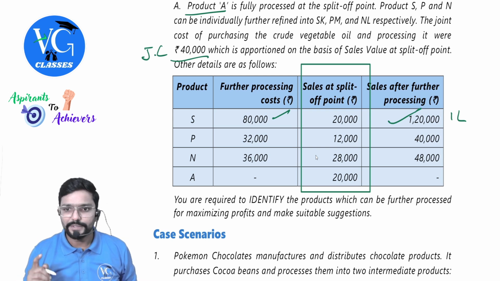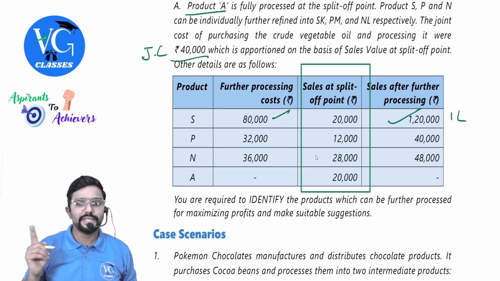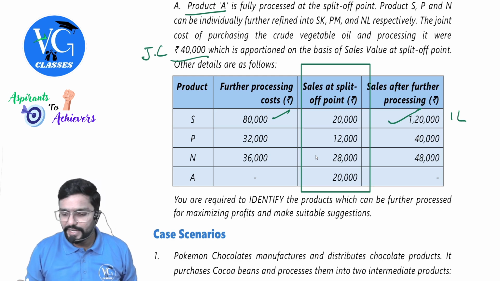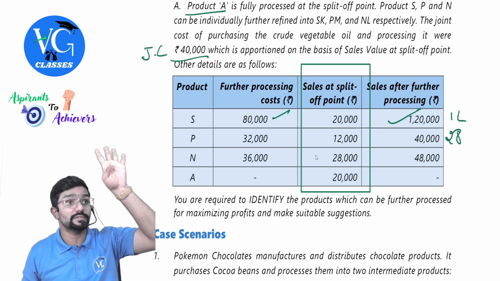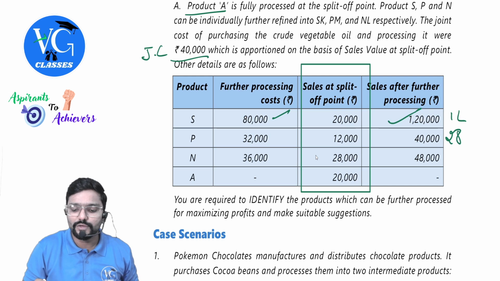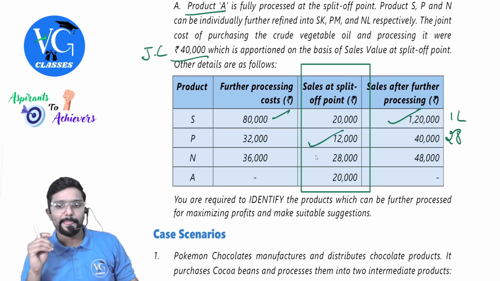Next, 40,000 minus 12. What is the additional sales? 28,000. For that, how much extra cost? 32,000. Loss of 4,000. Profit will come down by 4,000. What do you suggest? Sell it at split off point.